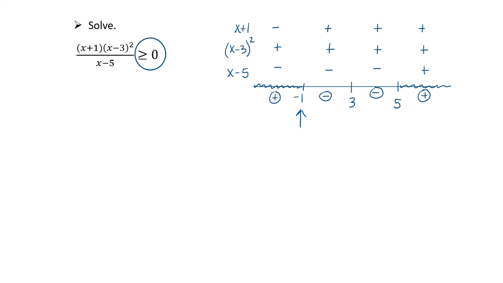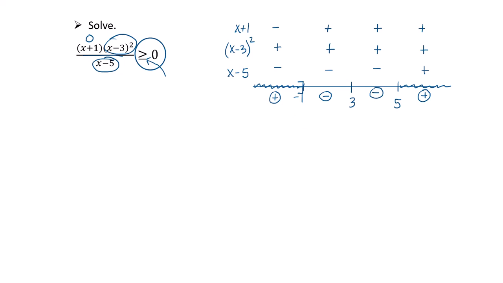If I put a negative 1 here, it causes this factor to be 0. 0 times this number is going to be 0, divided by whatever this number is, still 0. So negative 1 is included in our solution set because we also want to include the things that make the statement equal to 0. So I'm going to go ahead and put a square bracket there.